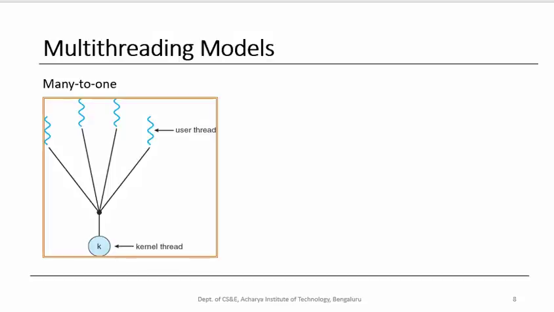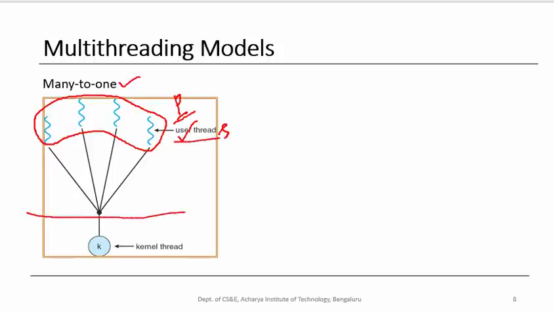The first one is many to one. These are the threads present inside the process created by the user, and you can call them user threads. If the operating system creates this kind of a thread for handling the threads, you can call it a kernel thread or operating system thread.